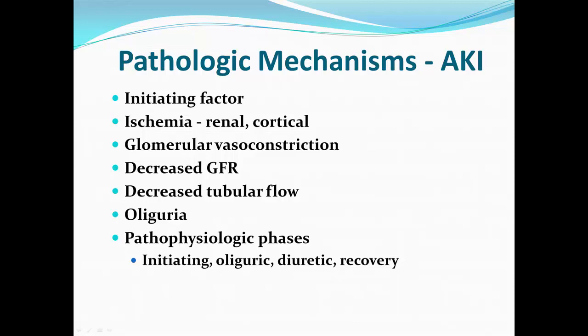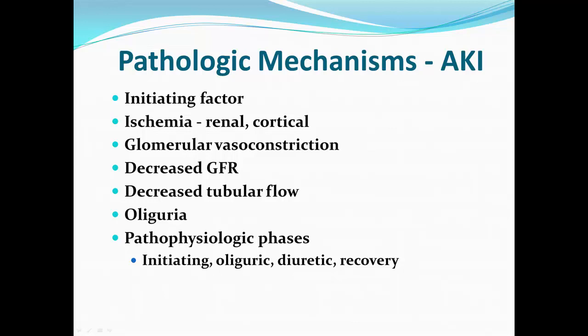But if this gets started, many of the AKIs will lead to an oliguric phase where there is a decrease in the urine output. Now there are some non-oliguric etiologies of acute kidney injury. The most common non-oliguric that I can think of are some of the nephrotoxins. Specifically, aminoglycosides are usually non-oliguric. Following oliguria, hopefully, they will enter the diuretic phase. The diuretic phase is the first sign that they're beginning to recover.